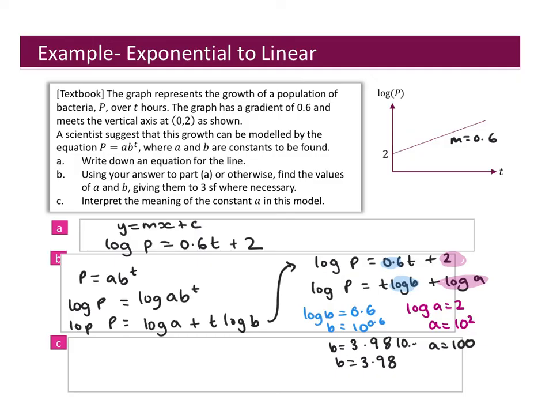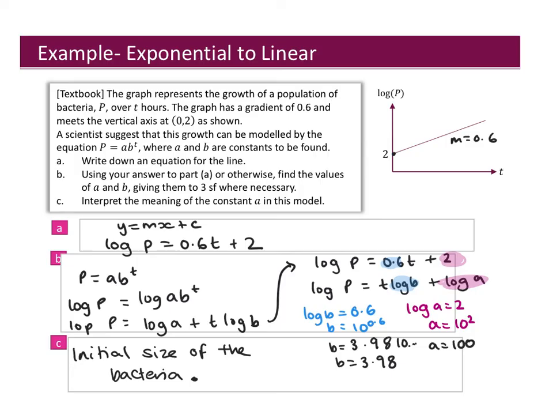Absolutely outstanding. Okay, then it says interpret the meaning of the constant a in this model. Well, if we started at a, okay, and if we think about the graph, it represents the growth of population of bacteria. Well, if we start at 2, that must be the initial size of the bacteria. Yeah? So, initial size of the bacteria. Full stop.